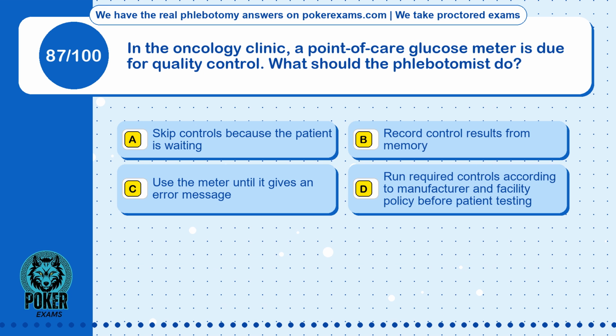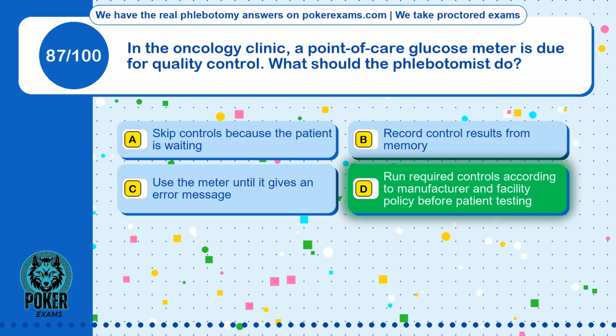Question 87. In the oncology clinic, a point-of-care glucose meter is due for quality control. What should the phlebotomist do? Option A. Skip controls because the patient is waiting. Option B. Record control results from memory. Option C. Use the meter until it gives an error message. Option D. Run required controls according to manufacturer and facility policy before patient testing.